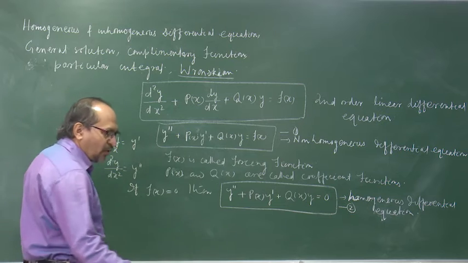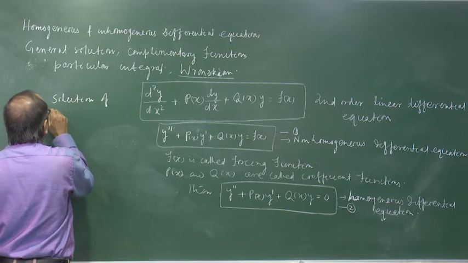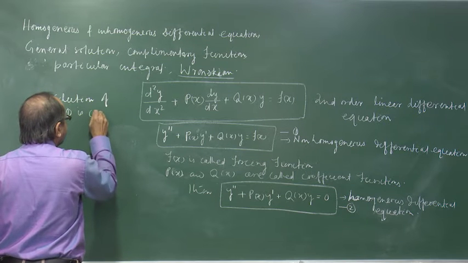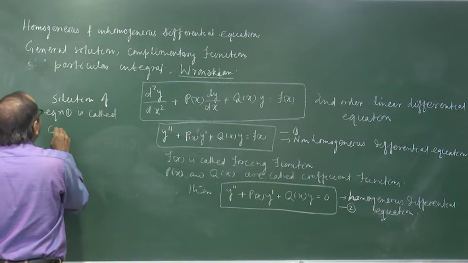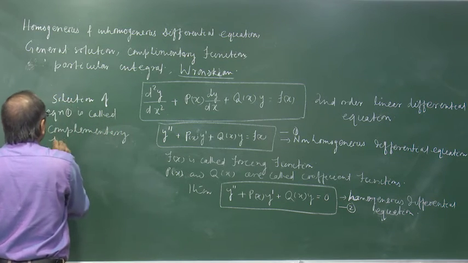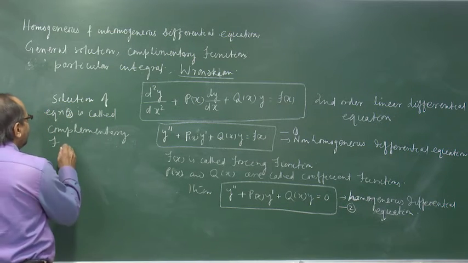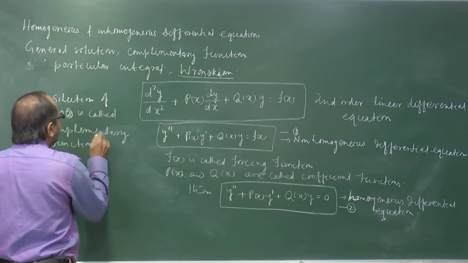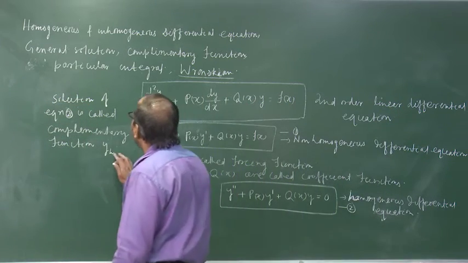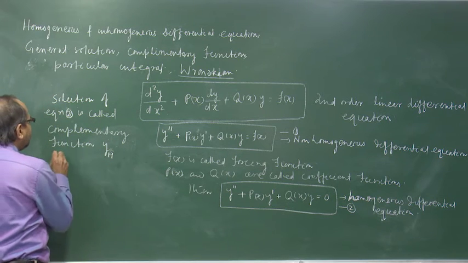The solution of equation 2, I mean the solution of the homogeneous equation, is called complementary function or general solution, and we write it in the symbol YH, with Y and a subscript capital H.